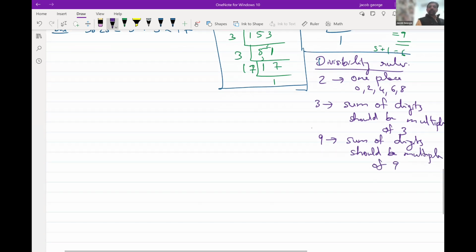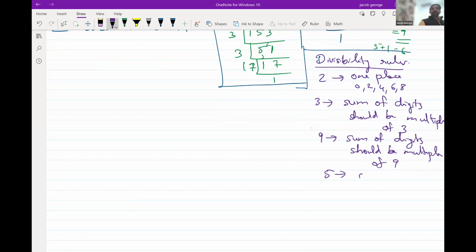And for 5, what is the checking, children? Ones place should be 0 or 5, then it is divisible by 5. Okay. Then a different checking is for 7.